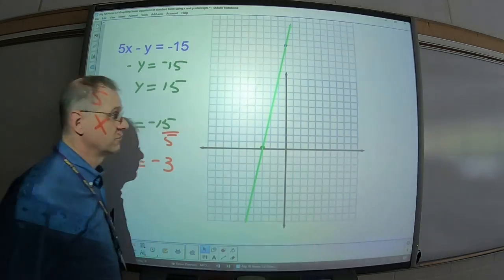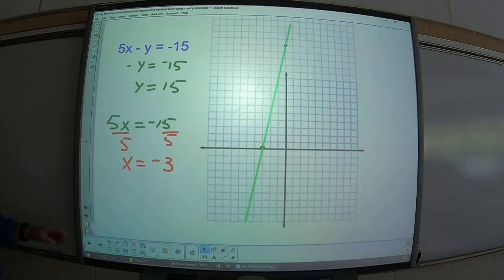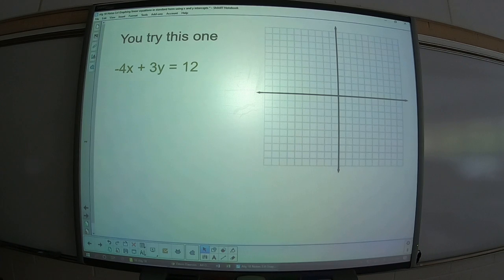And that's a pretty good graph. And there you have it. Probably should have used -5, and that would have been much nicer. All right, you try this one on your own, and I will go over it with you.